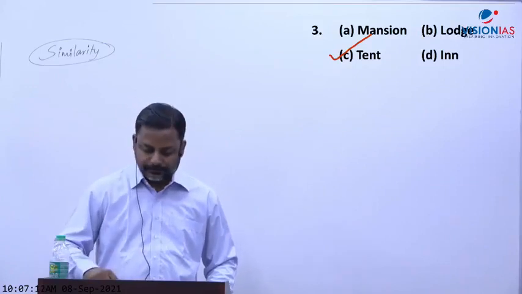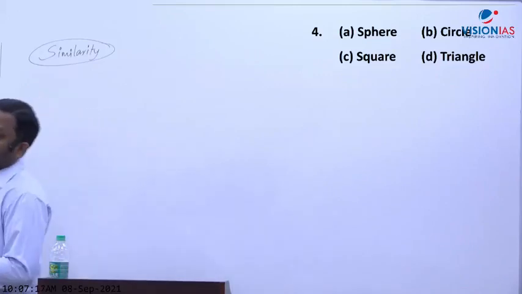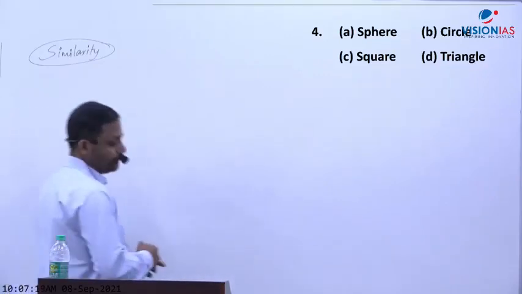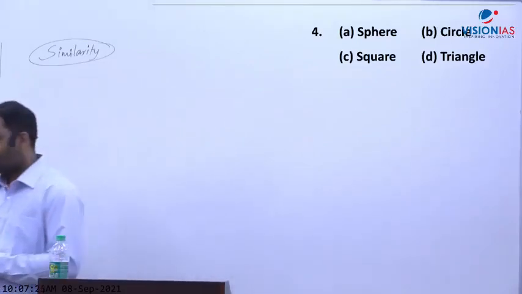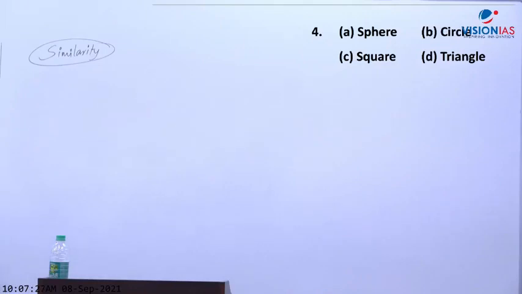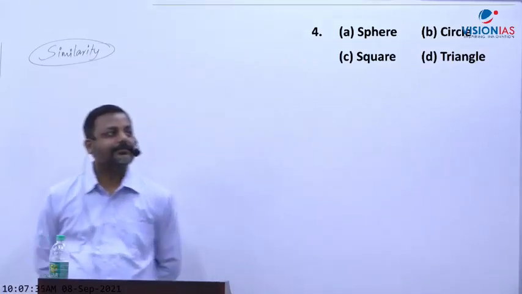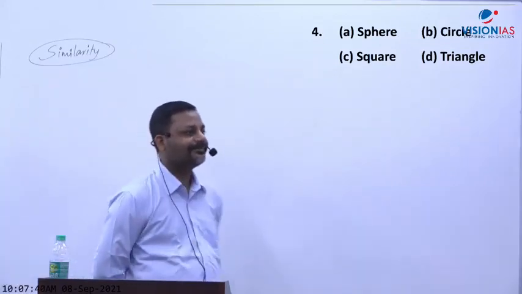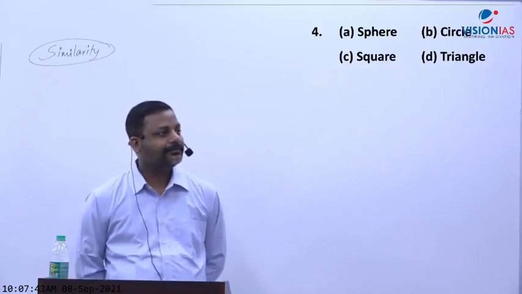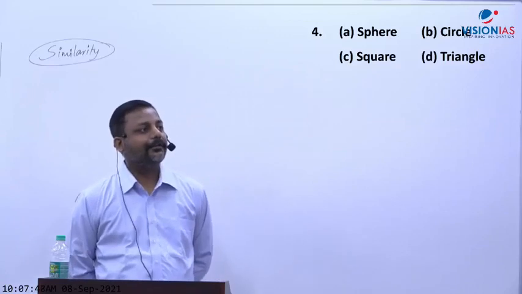Now, come to question number 4. Sphere, circle, square and triangle. Which one is odd? Yes, tent is semi-permanent structure. Rest are permanent structures, yes, we can say. Prashant. Okay. Very good, Devendra.